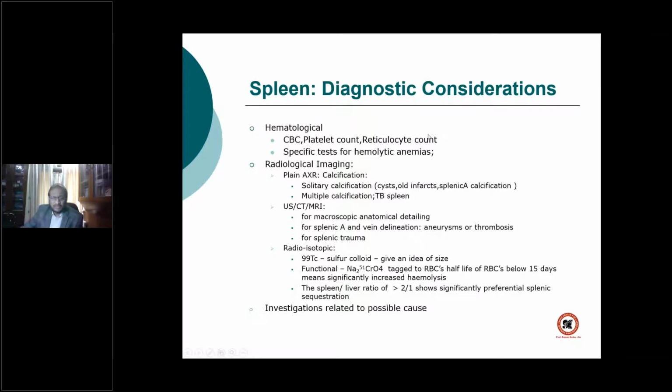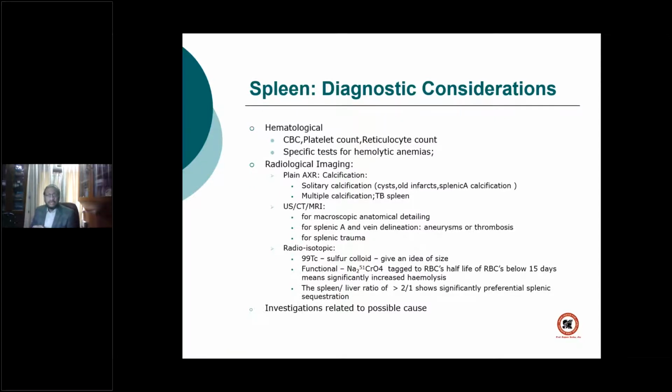Radiological imaging is important for us as surgeons. Number one, a plain skiagram can show you calcification, and that calcification could be a solitary calcification, which is usually there when the patient has got arteriosclerosis of the splenic artery, or the patient has got an infarct in the spleen, or the patient may be having an old cyst in the spleen, especially a hydatid cyst, a parasitic or protozoal cyst. These are those areas where you get a solitary calcification. You can have multiple calcifications, which is a characteristic feature of a tuberculous spleen.